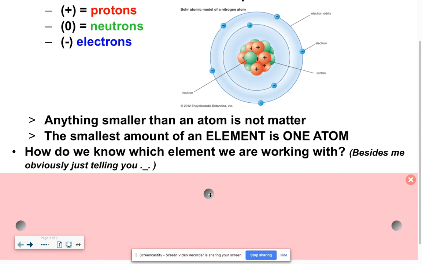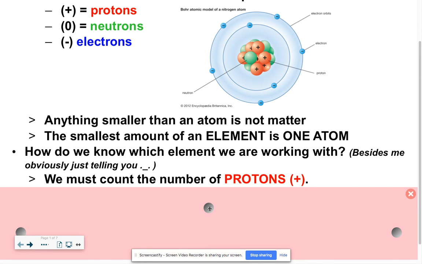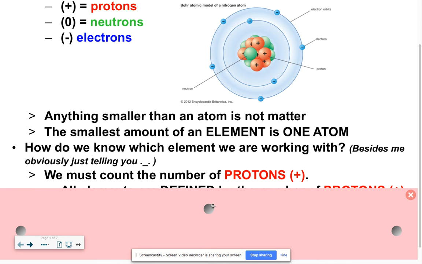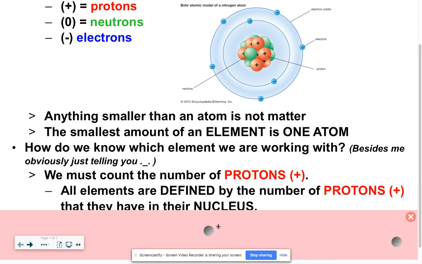So how do we know which element we are working with besides me just telling you? This is when we can look at our periodic table and we're able to count the number of protons, which I'll show you on the periodic table how this relates. And all elements are defined by the number of protons.